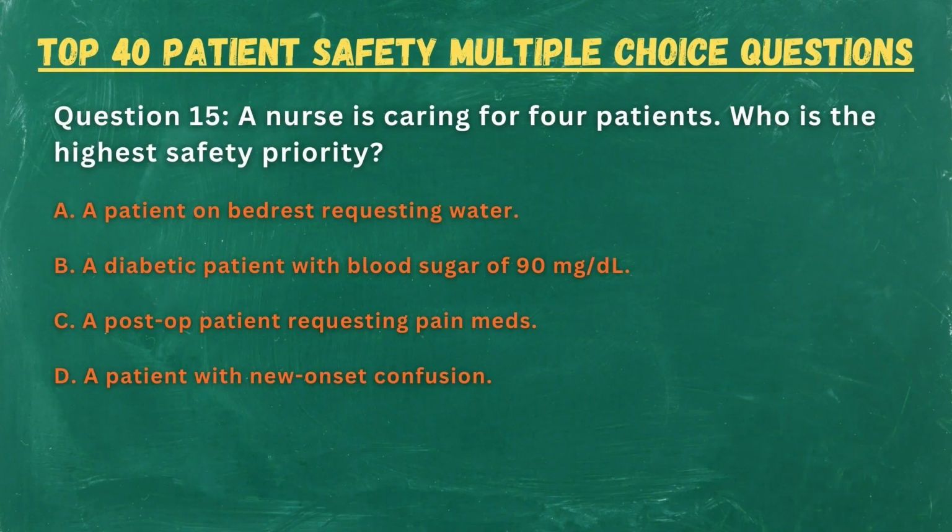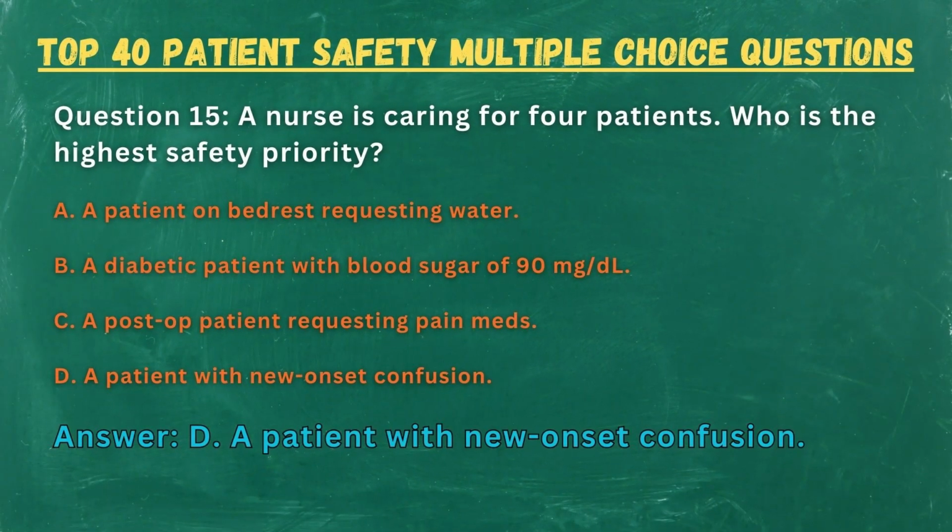Question 15. A nurse is caring for 4 patients. Who is the highest safety priority? A. A patient on bed rest requesting water. B. A diabetic patient with blood sugar of 90 milligrams per deciliter. C. A post-op patient requesting pain meds. D. A patient with new onset confusion. Answer: D. A patient with new onset confusion.